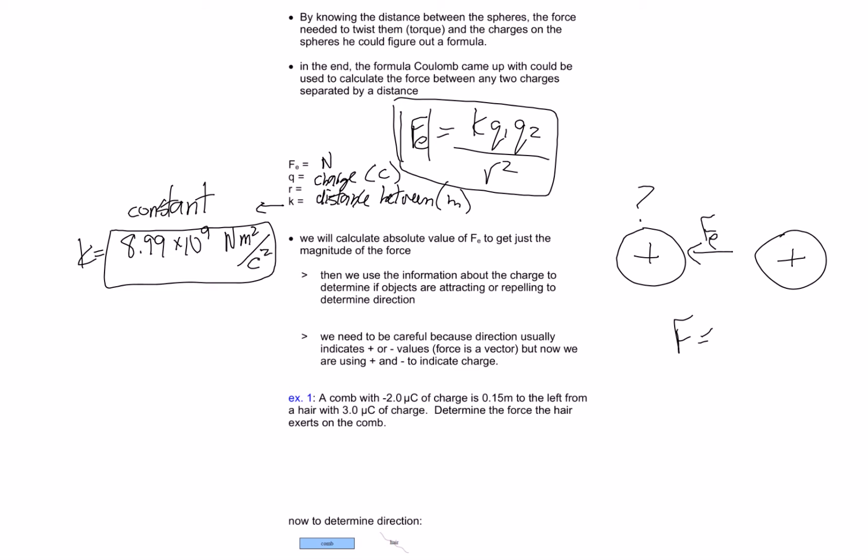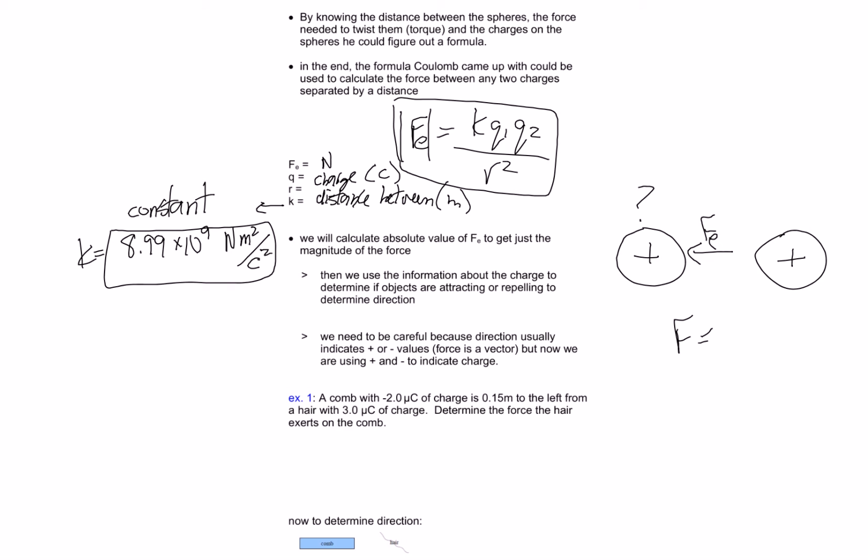So we just deal with absolute values. We don't care whether they're positive, negative, whatever. Just plug the numbers in to get your answer, and then we use the idea of positive charges repel, or negative and positive attract, that type of thing. Because normally with vectors, if we say plus or minus, that's indicating direction. But now we're dealing with charges, so plus and minus is actually indicating what the charges are. So a little bit different, and we just have to be careful in that case.